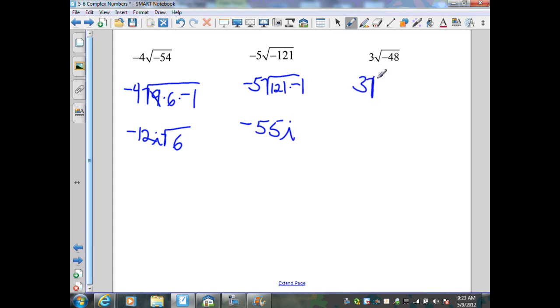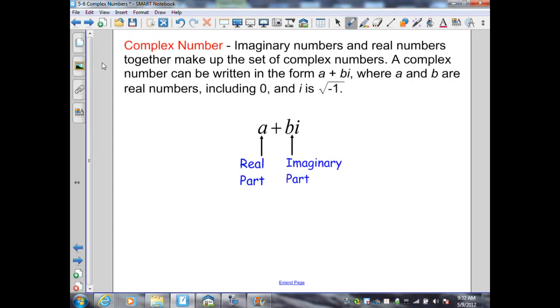3 times the square root of -48. -48 can be broken into a product of its factors, one being a perfect square. The biggest one is 16. And that would be times 3. And to make that negative, times -1. The square root of 16 is 4. 4 times 3 is 12. The square root of -1 is i, times the square root of 3. 12i square root of 3.